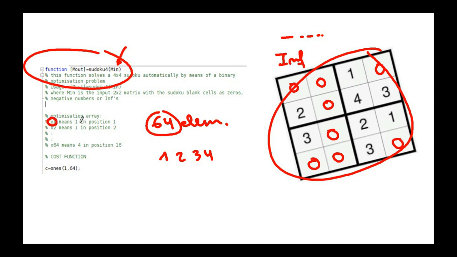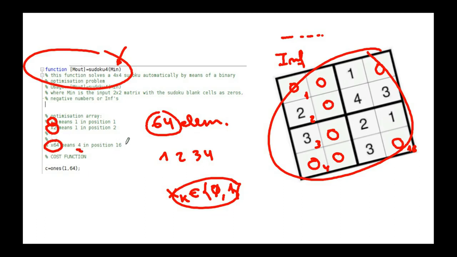What does x1 mean? x1 means to put number 1 in position 1. As you remember, every element in the optimization array can have a value of false or true. We don't know at the beginning, but at the end of the problem, we will know it thanks to the solution. As you can see, x2 means number 1 in position 2. This is position 1, 2, 3, 4, and so on till 16, as you may remember from the previous slide. And for example, x64 means number 4 in the last position.